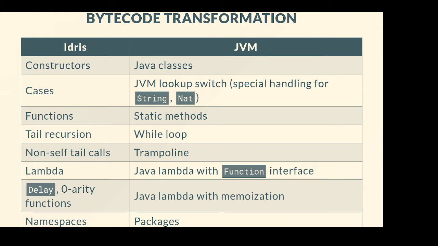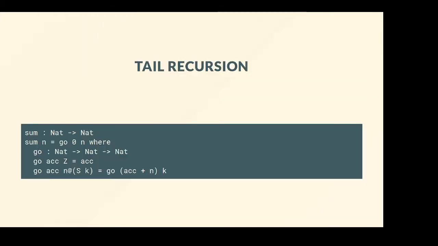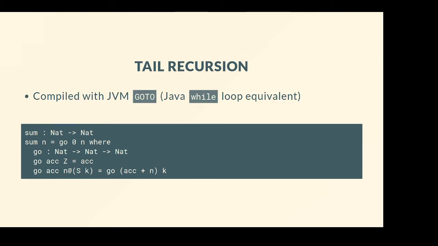Now let me show you how tail recursion is handled. As I mentioned, there are two types of tail calls. You can have a tail recursion, in which case you can simply transform the control to the beginning of the method using JVM goto. This is exactly how while loops are compiled in Java. So this uses the same mechanism as the Java compiler.